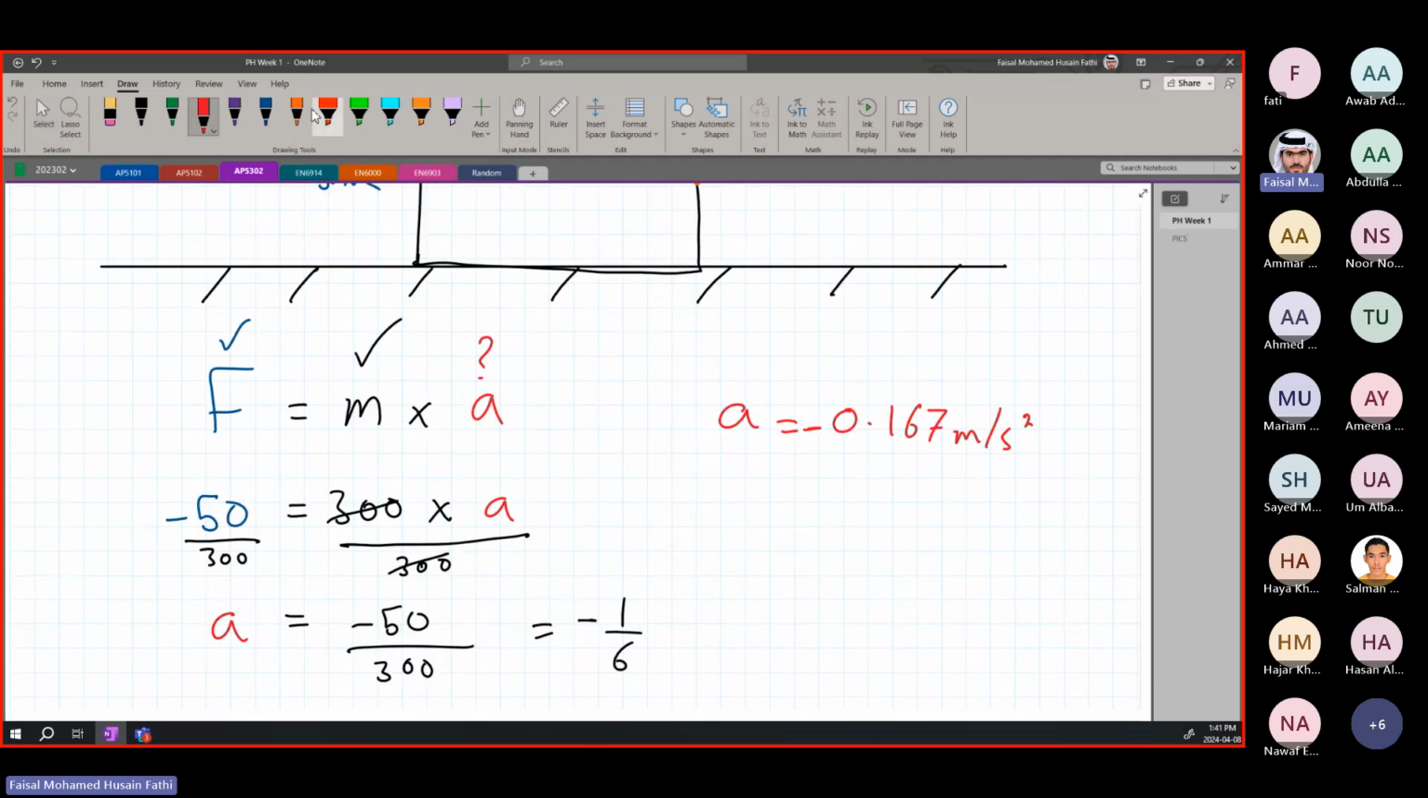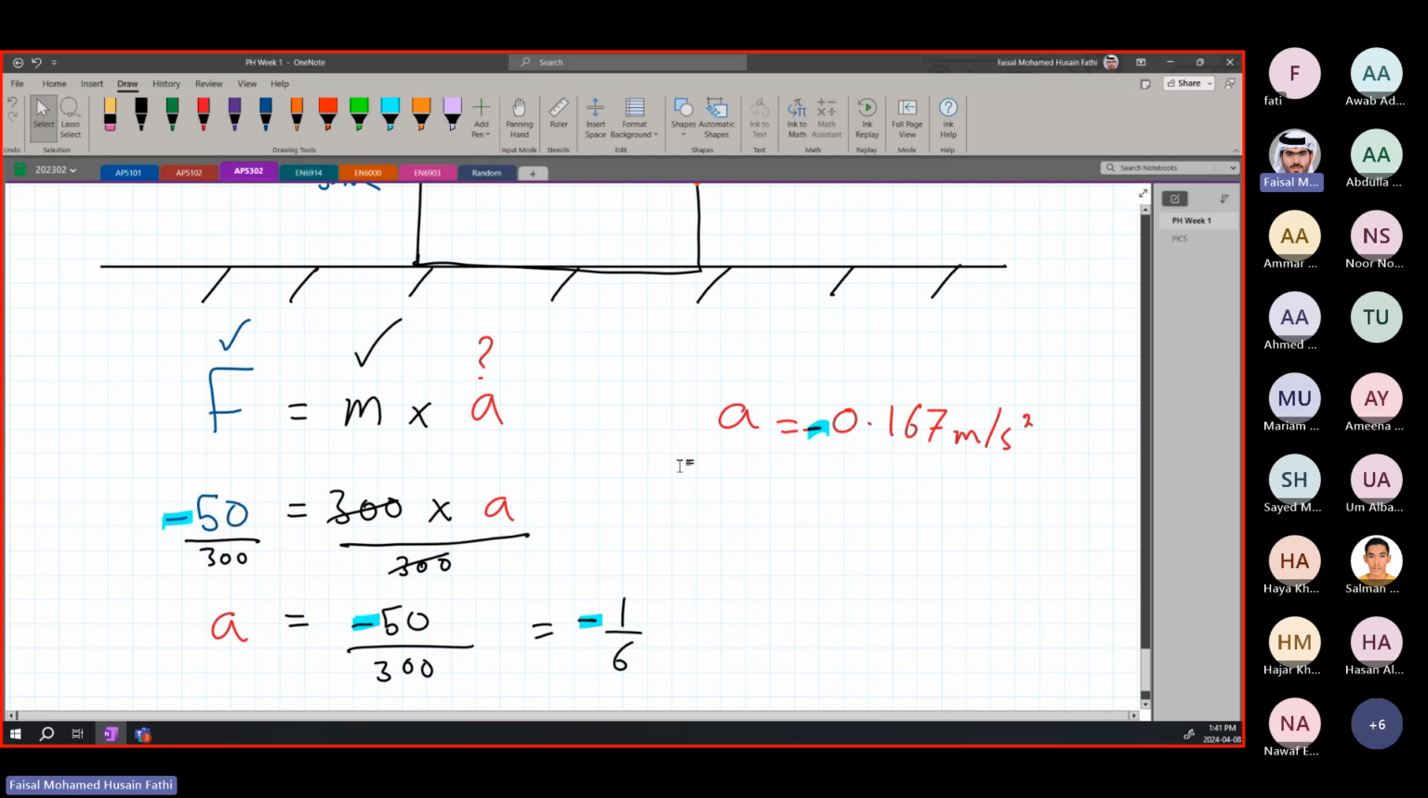If you do not mention the direction, you need to keep the negative sign so that it will show you the direction at the end. All right? If you don't know the direction, always keep the sign. The sign is only there to show you the direction of the force or the acceleration. Okay?